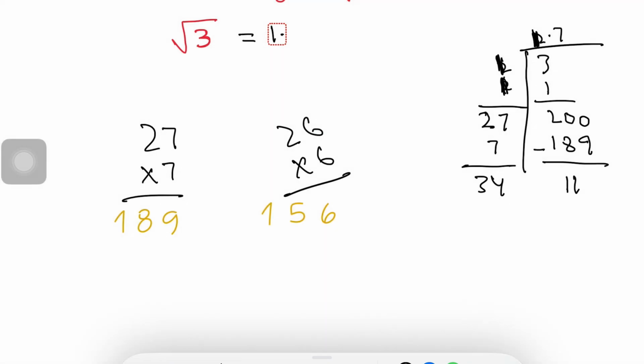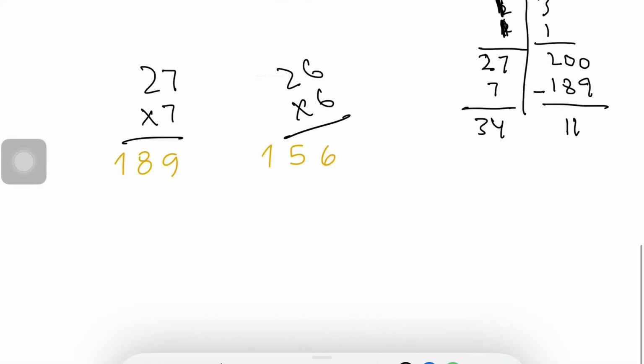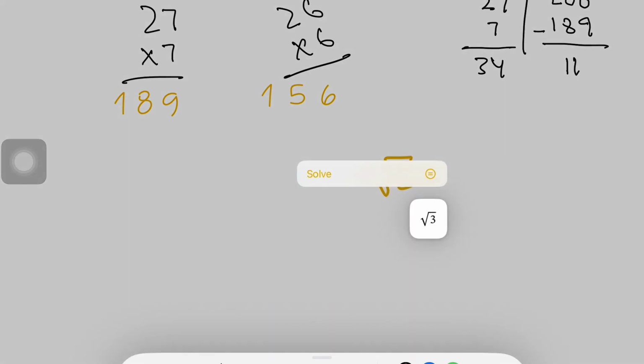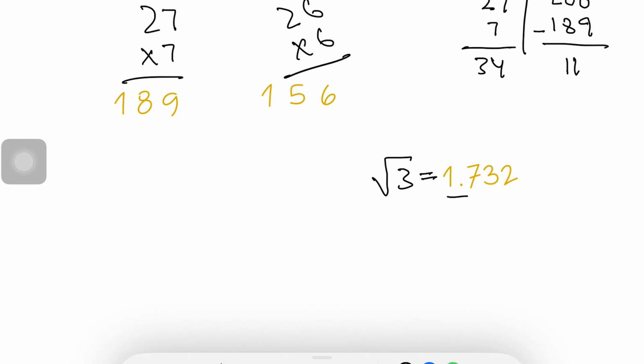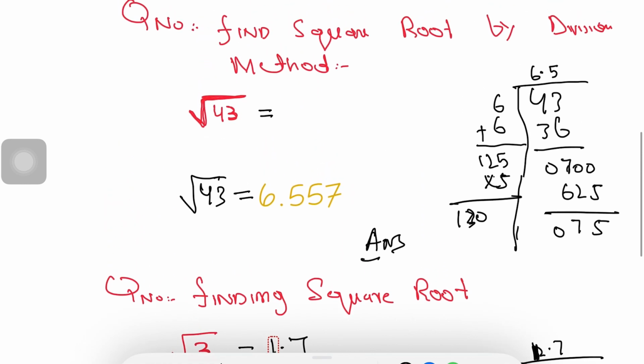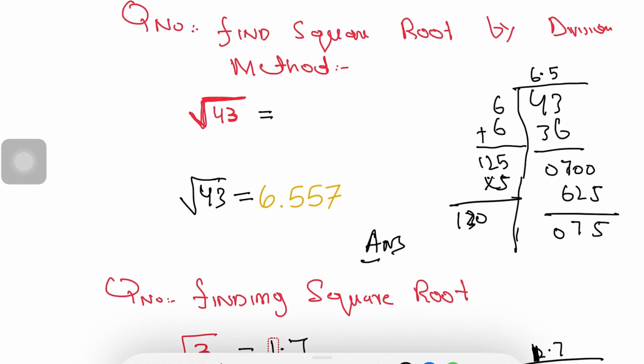Here we check whether the answer 1.7 is right or not. The radical 3 is equal to this answer given by the calculator, 1.7. At one decimal place we calculate, and easily we get the exact answer 1.7. This is finding the square root by the division method.